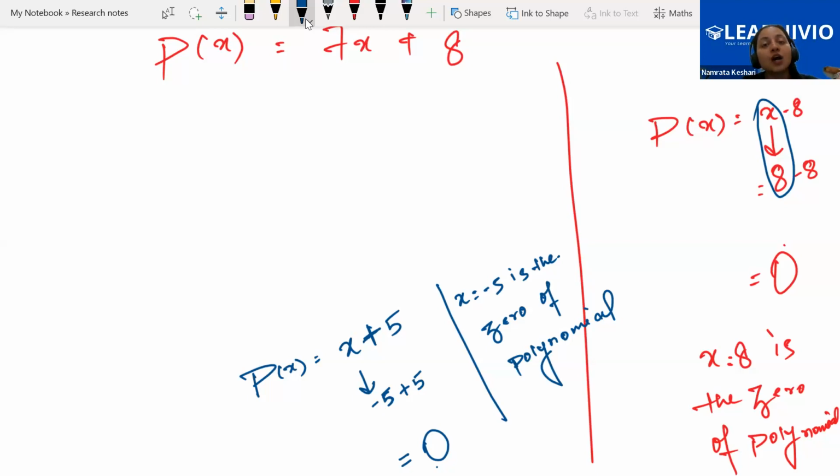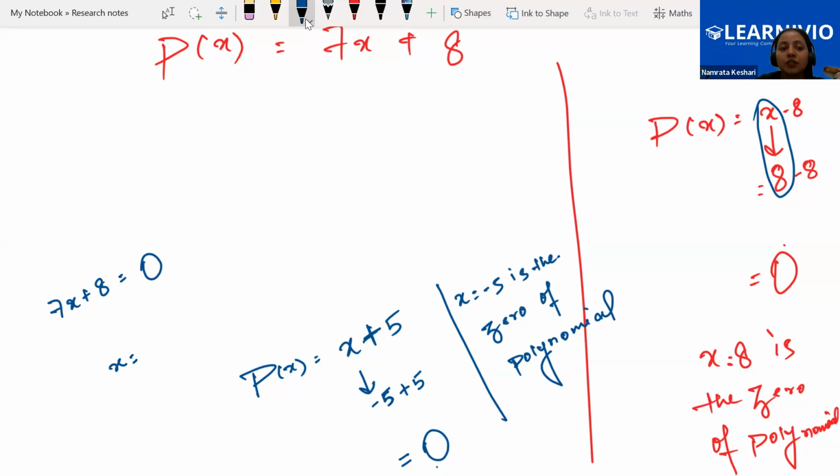Now the question is how we will find it. Every time are we going to guess that particular x value? No. There is a proper method to find the zero of the polynomial. The method is: whatever polynomial you are having, take it equal to 0 by yourself. Write it as an equation by writing 0 on the other side, and then solve it for the value of x.